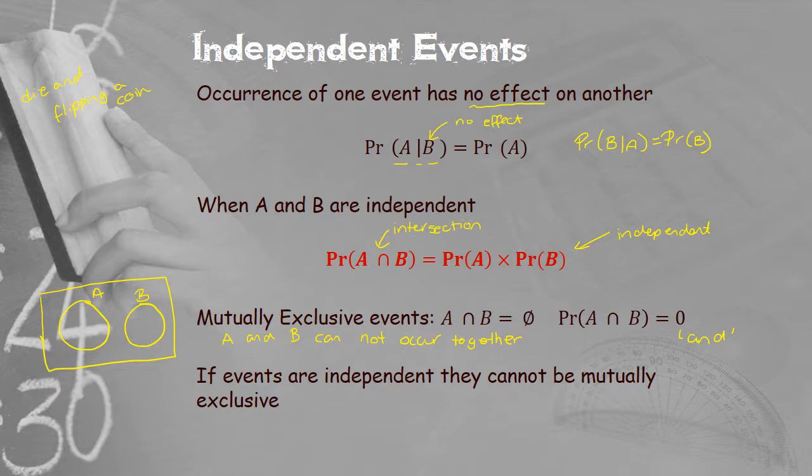If events are independent, then they are not mutually exclusive, because the whole point of our independent events is that they have no effect on each other. Or another way of thinking about independent events is that they are unrelated. So if we have unrelated events, then they are independent, and therefore they're not going to be mutually exclusive. So let's have a look at some examples together.